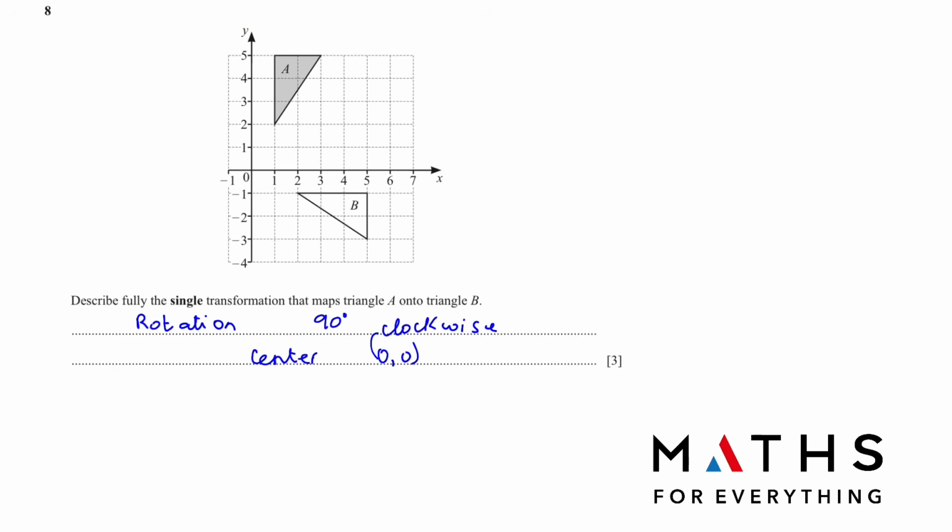You can use the tracing paper for rotation. You will draw the line like this and draw your triangle A. From this point, rotate your triangle A and it will fall onto triangle B.